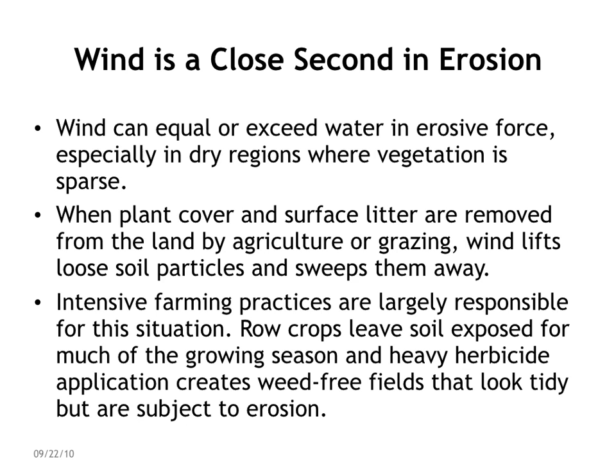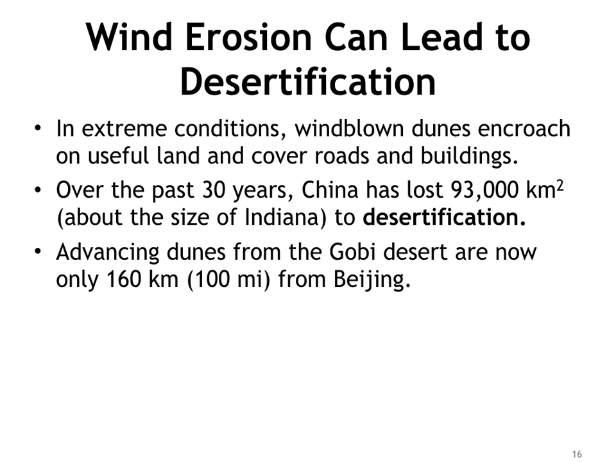Farmers, under pressure to maximize yields and meet loan obligations, often plow through grass-lined watercourses, low areas where water runs off after a rain, and pull out windbreaks and fence rows to accommodate the large machines and to get every last square meter into production. In extreme conditions, wind-blown dunes encroach on useful land and cover roads and buildings.